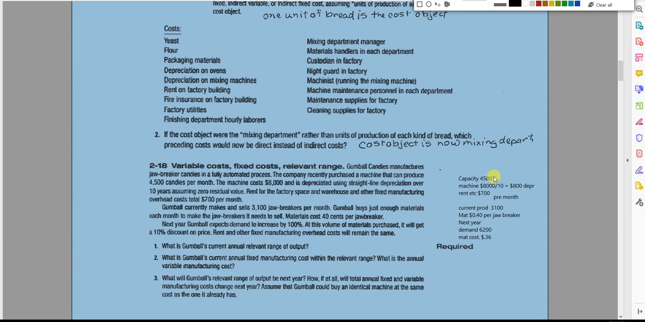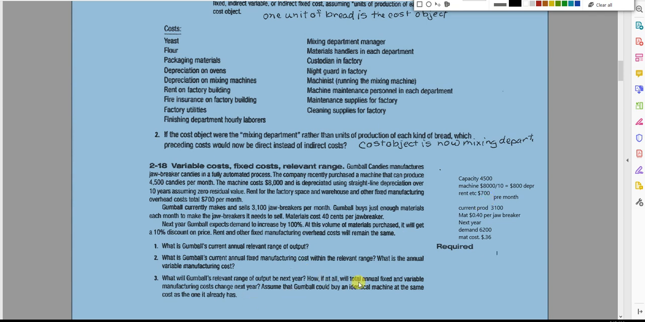I can't buy a second machine that gets me from 4,500 to 6,200. If that were provided in the case, my relevant range would be 6,200. But I've got to buy another machine, so I have 9,000. This also assumes my building can hold it. So I have 9,000 times 12. So 9,000 times 12 is 108,000 jawbreakers.